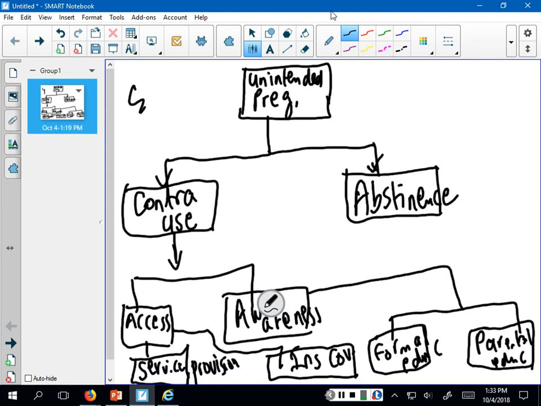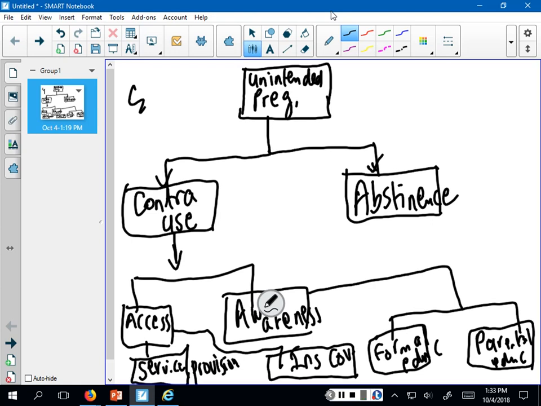So again, in any community, the level of effective contraception use and the level of sexual activity are going to impact unintended pregnancy rates. In any community, access to contraceptive services and awareness of reproductive health issues will impact the level of contraception use.